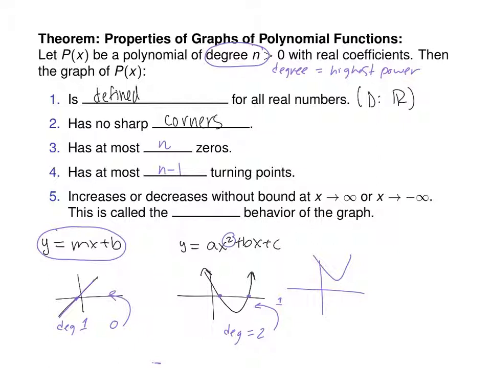And the other thing is that it increases or decreases without bound. So it just goes up forever and ever or down forever and ever as x goes to positive or negative infinity. So for example, this parabola that I drew, as x goes to positive infinity, as you go in that direction, you see how the y's get huger and huger, right? And as you go to negative infinity, the y's also get bigger and bigger. And that's called the end behavior. We'll also discuss that. This is called the end behavior of the graph, like what happens as you go to the ends of time.